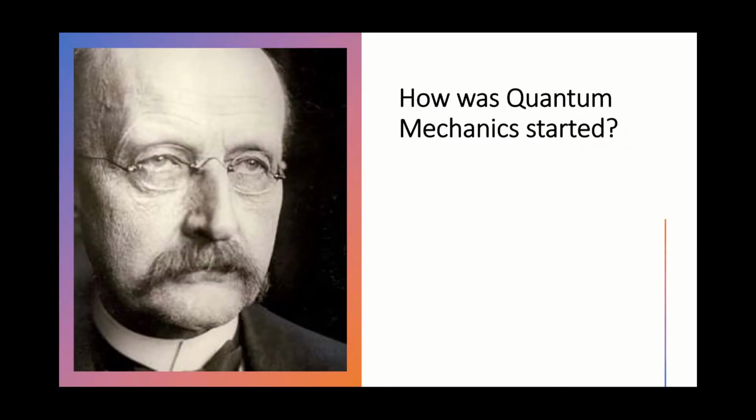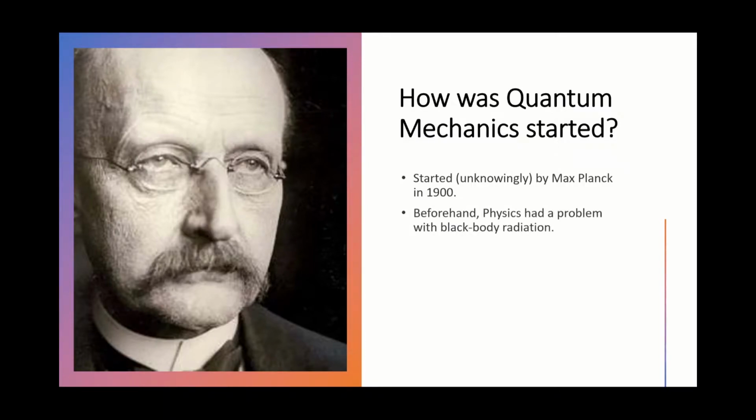So how was quantum mechanics started? It was started unknowingly at the time by Max Planck at the turn of the 20th century. Beforehand, physics had a problem with black body radiation. A black body is an object that can absorb every wavelength of radiation and can also emit every wavelength of radiation.